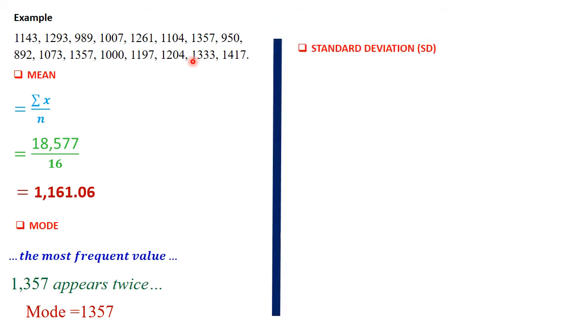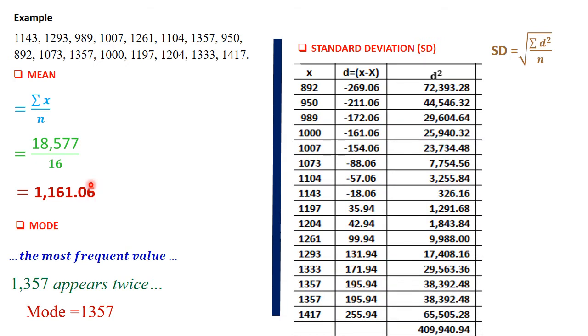Now we move on to standard deviation. I mentioned earlier that the formula is sum of d squared divided by n, and we look for the square root of that. Remember, if we don't have the square root, then it is variance, but we are looking for standard deviation, which is normally a popular question that is tested. I also mentioned earlier that d is x minus x bar. In other words, the particular x values minus the arithmetic mean. In our case, it's 1,161.06.